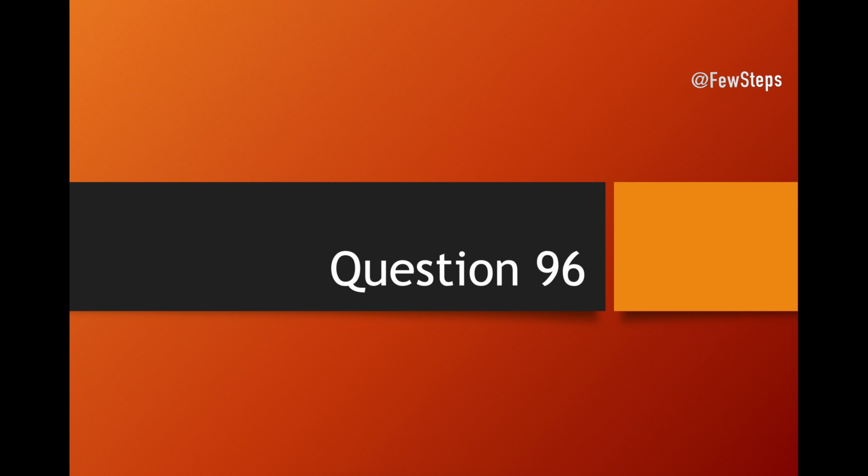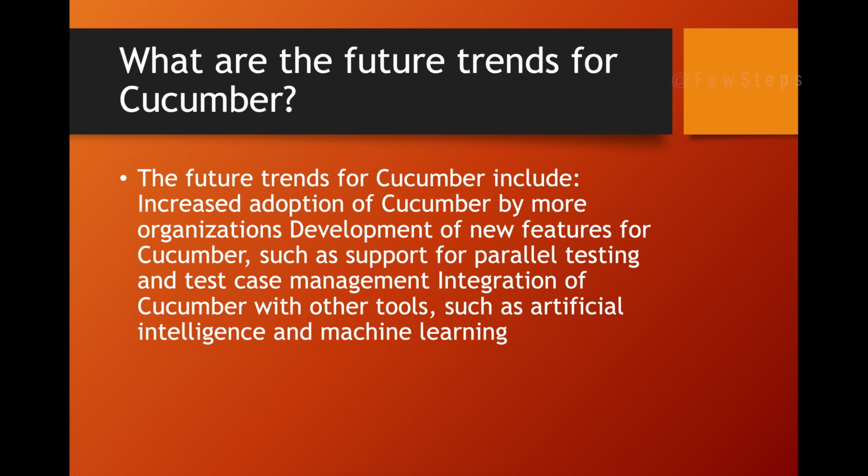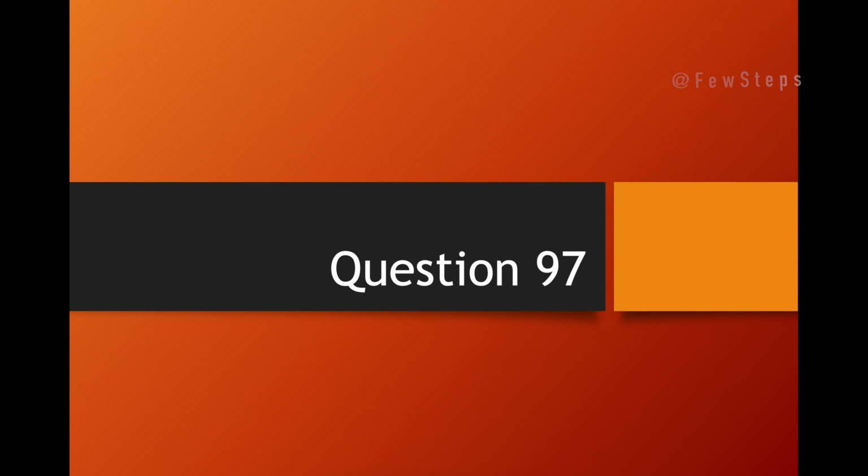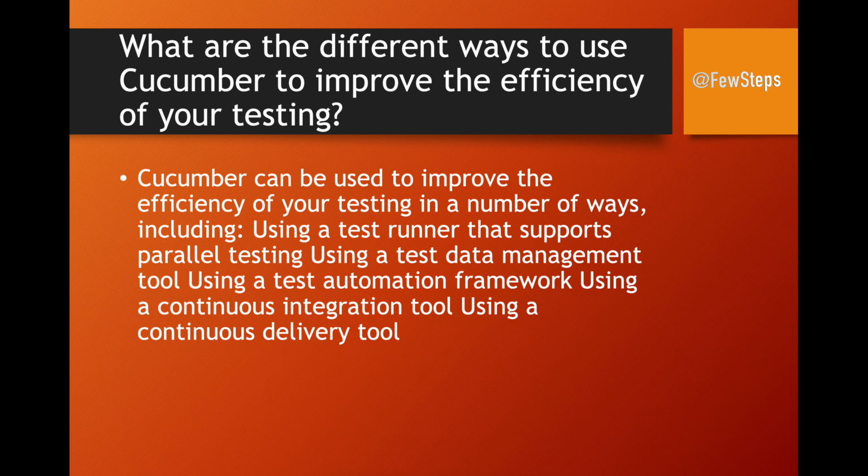Question 96. What are the future trends for Cucumber? The future trends for Cucumber include increased adoption of Cucumber by more organizations, development of new features for Cucumber, such as support for parallel testing and test case management, and integration of Cucumber with other tools, such as artificial intelligence and machine learning.